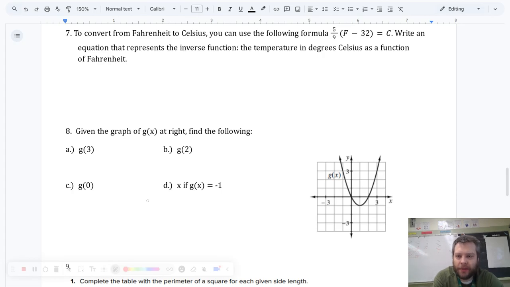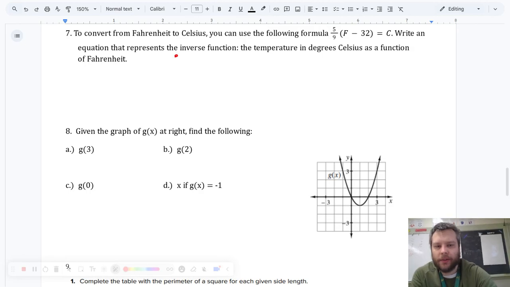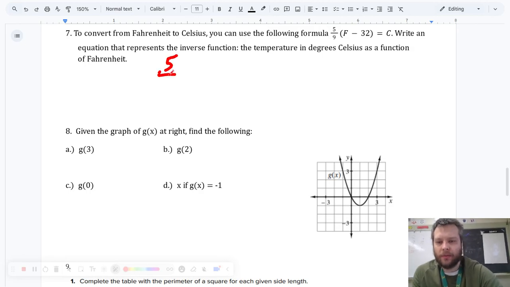Okay, to convert from Fahrenheit to Celsius, you can use the following formula. Blah, blah, blah. Okay, write an equation that represents the inverse. That means that we're switching around our letters. So we have 5/9 (F minus 32) equals C.